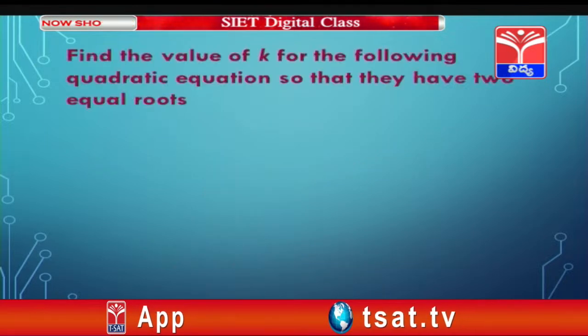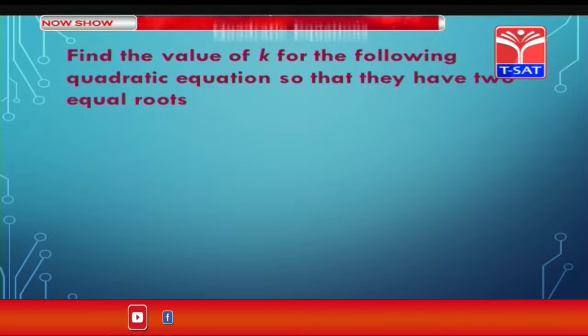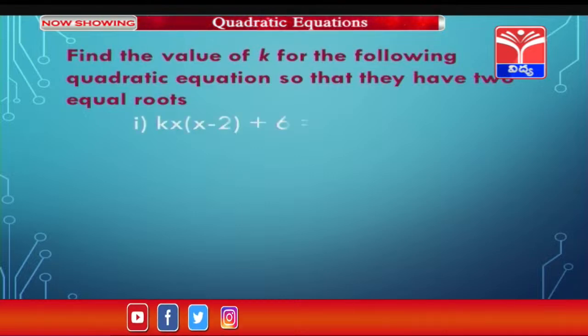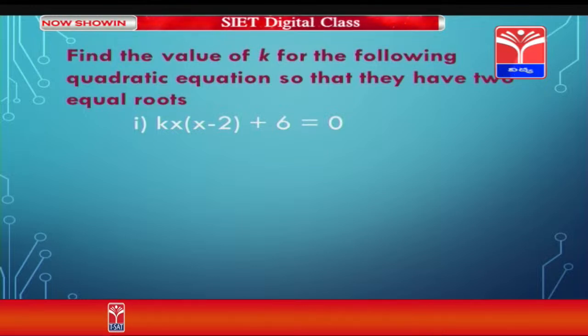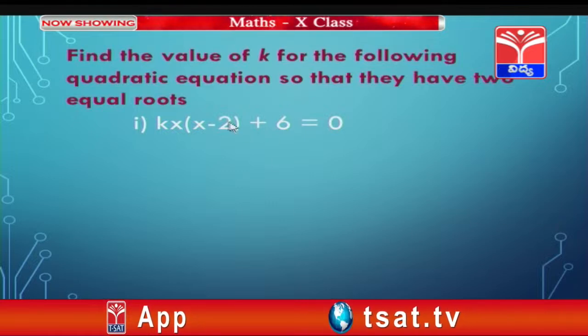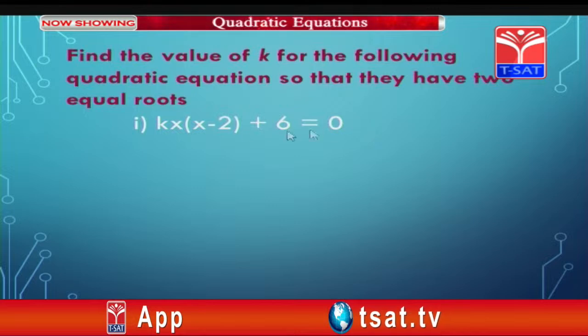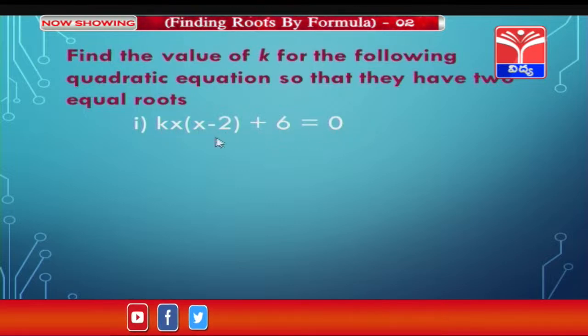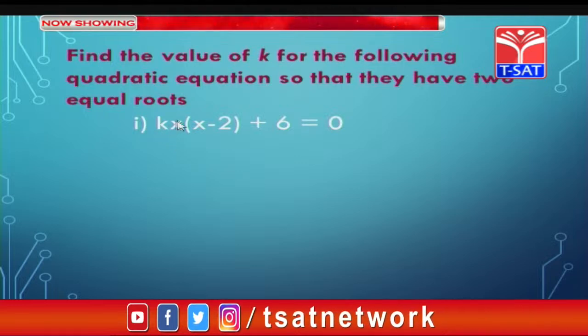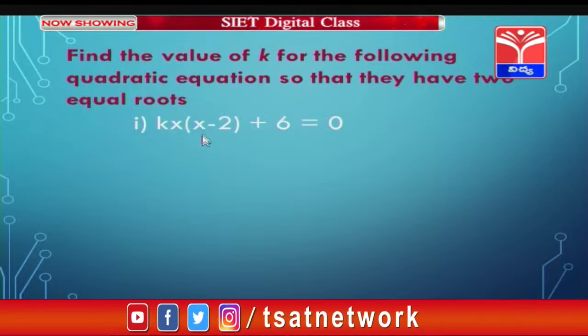Now, let us learn how to find the value of k for the following quadratic equation when it is given that it has two equal roots. Now, what is the equation given to us? kx into x minus 2 plus 6 is equal to 0. So, first we have to open the brackets by multiplying with kx.